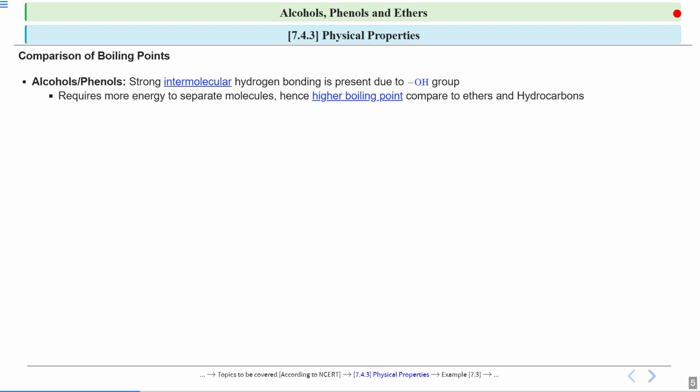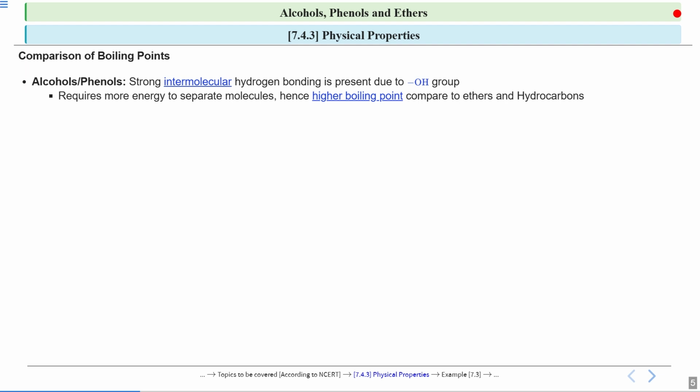Imagine a situation where a group of students are standing and they are tightly holding their hands. If they are tightly holding their hands, it would be difficult for you to separate them, or you have to apply more energy to separate them. Similar is the case in alcohols and phenols, because the intermolecular hydrogen bonding is strong. So you have to give more energy to separate the molecules, which means the boiling point of alcohols and phenols will be higher as compared to ethers and hydrocarbons.